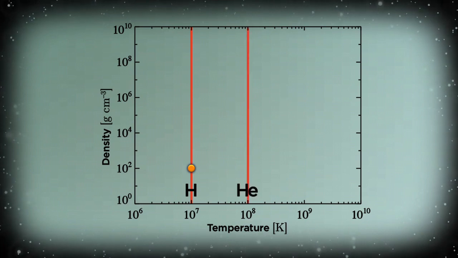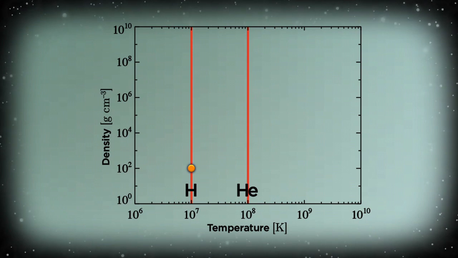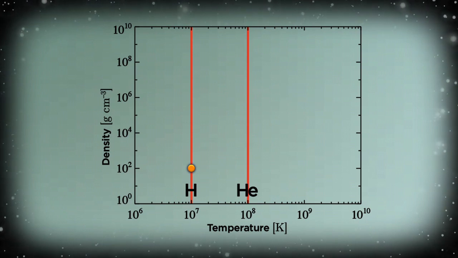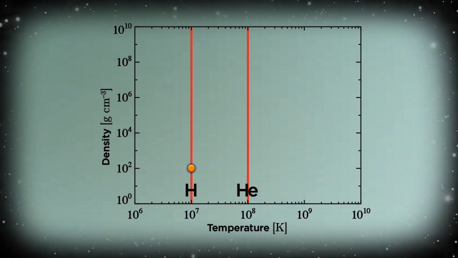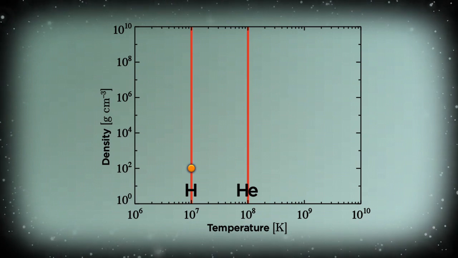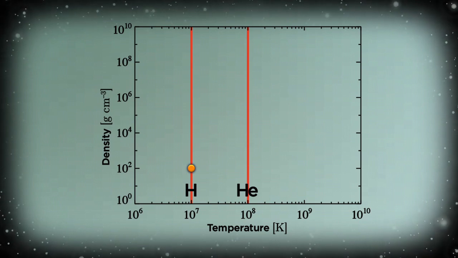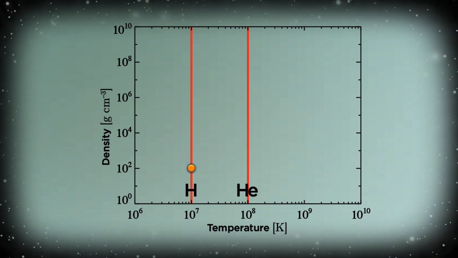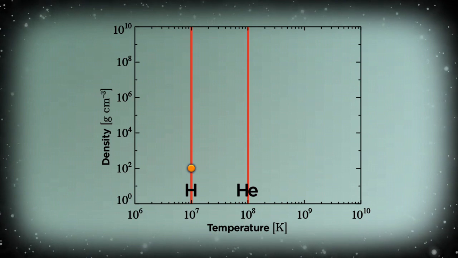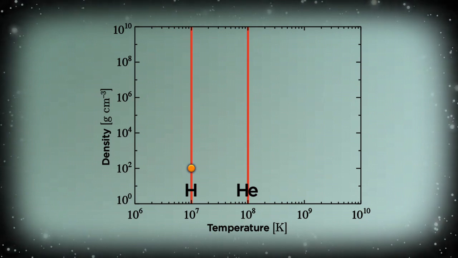The ignition temperature of helium is higher. It's about 10 to the 8 Kelvin. That's because helium has a higher electric charge than hydrogen. It takes more energy to overcome the electrical repulsion and get the nuclei to fuse into carbon and oxygen. So in our chart, any star that's fusing helium in its core will appear close to a vertical line at 10 to the 8 Kelvin.